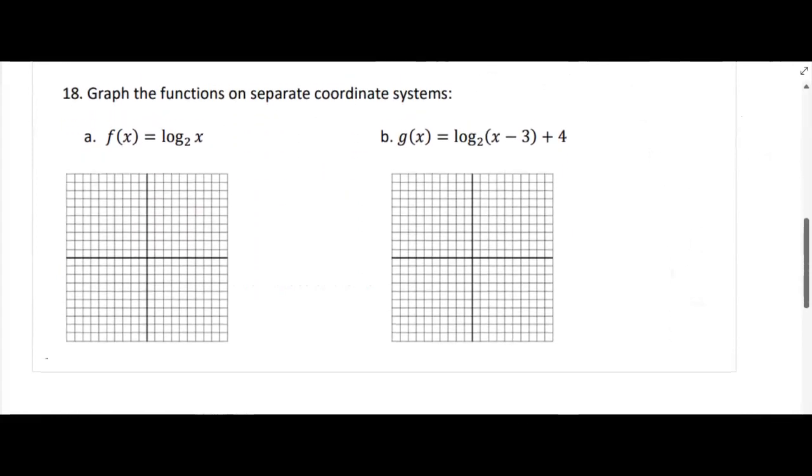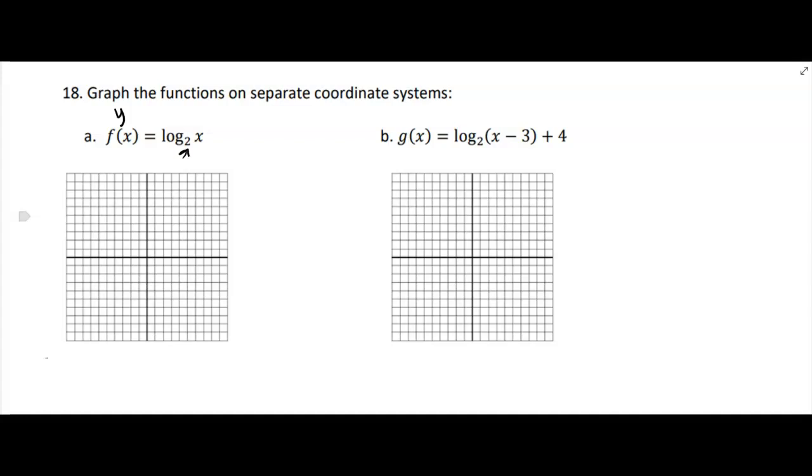Okay. Now we're going to graph logarithms. Okay, to graph them, the easiest way to do it is think of f of x as y, and then rewrite it in exponential notation. This is something you should be able to do for the final or for the exam. 2 is your base, the exponent is y, equals x.